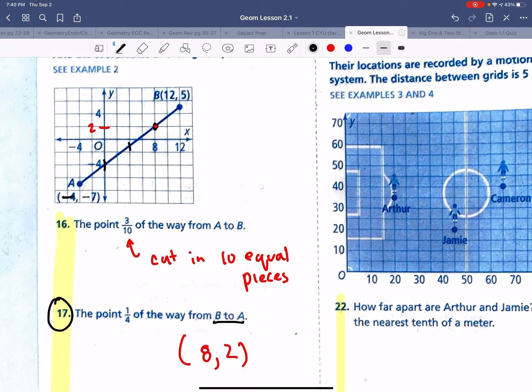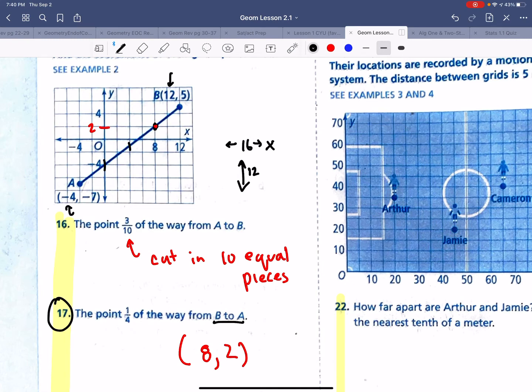In the x direction, I went from 12 to -4. That means I went back 4 over, and another 12. That's a total of 16 in the x direction. Let's see how far I've gone in the y direction. I went down here to -7 and up all the way to 5. So that's 12. So what would be 3/10 of the way there?